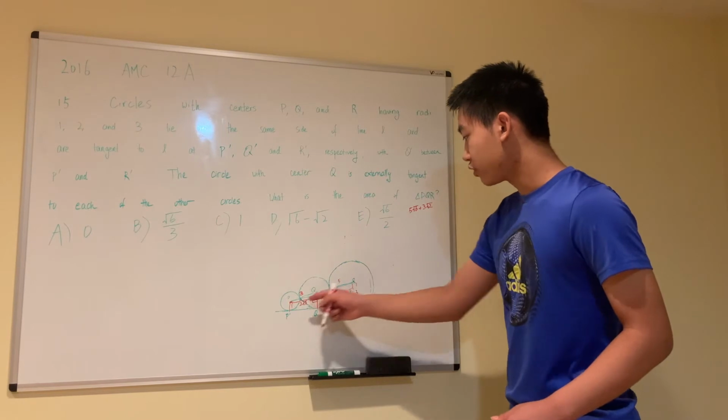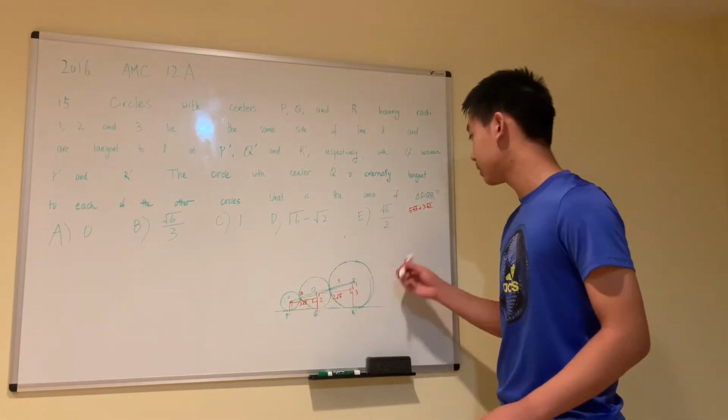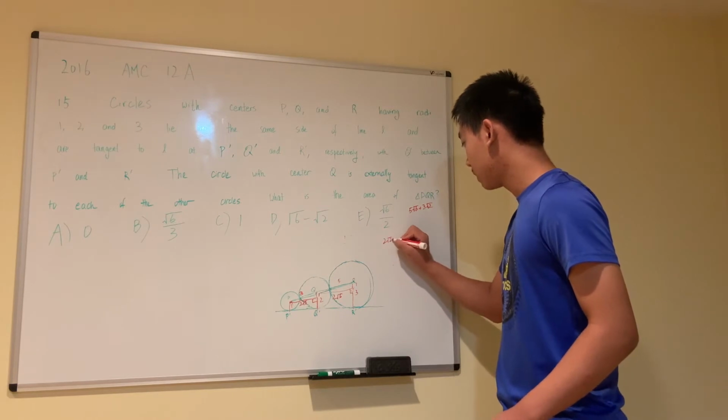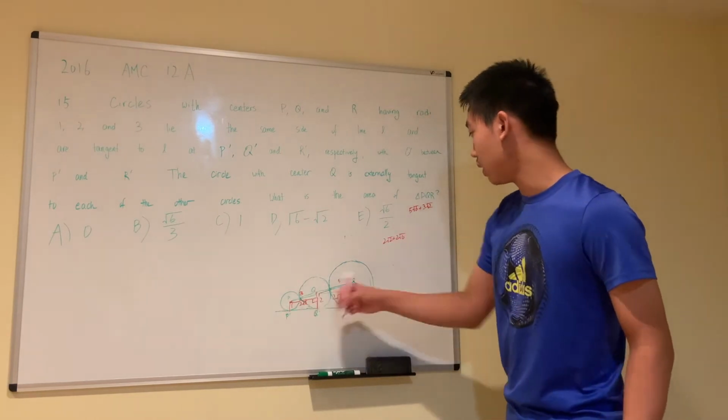With the large trapezoid, the height is just going to be 2 root 2 plus 2 root 6, right? And then we're going to multiply that by (3 plus 1) over 2.